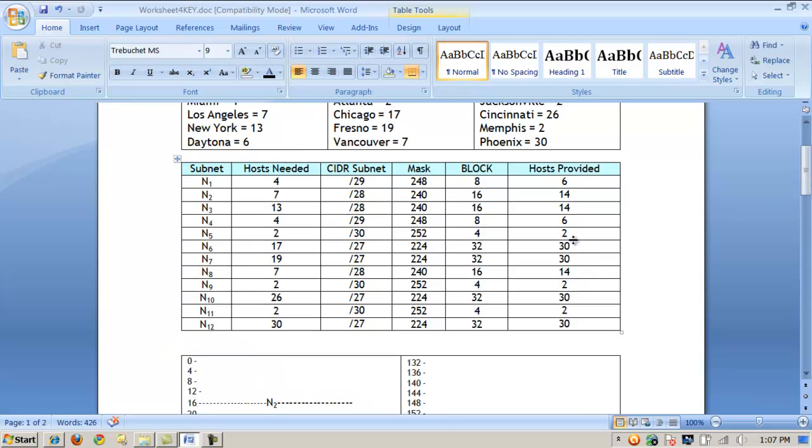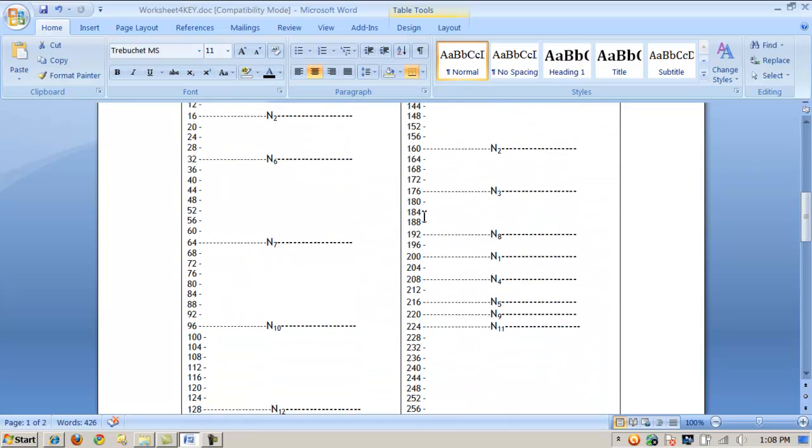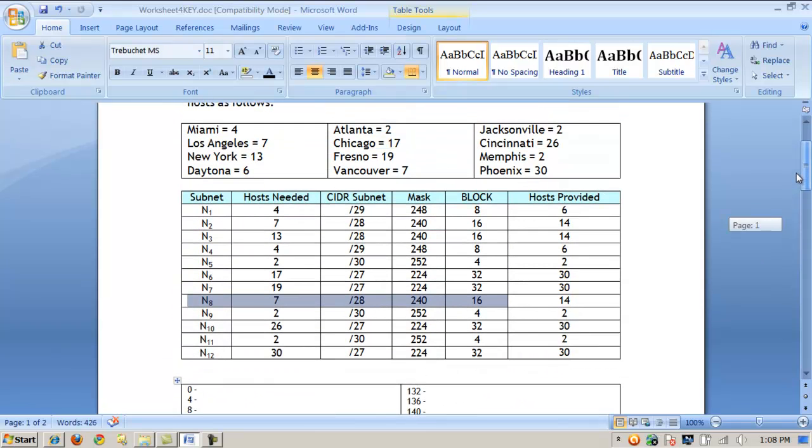And what are my next block values? In this case at 16, I had network 8. So again, I have to go find a spot for network 8. And I can position that. After the 176, I can start at network 8 at the 192 there. Okay, so I took care of the 32 block, my largest, took care of 16, my second largest.